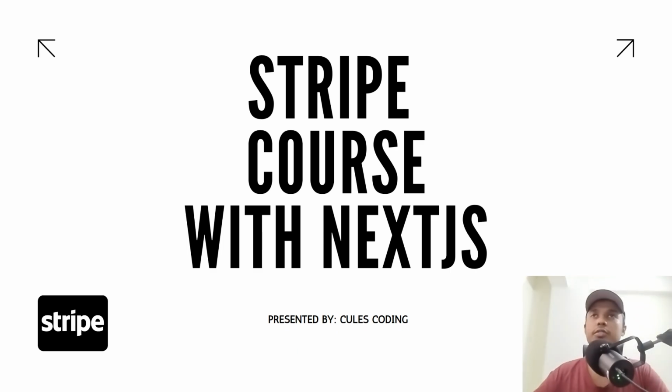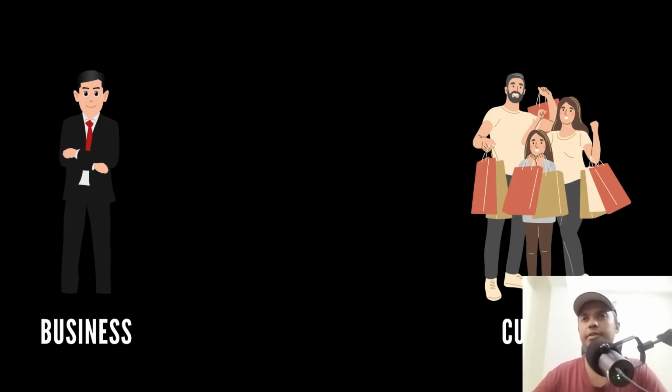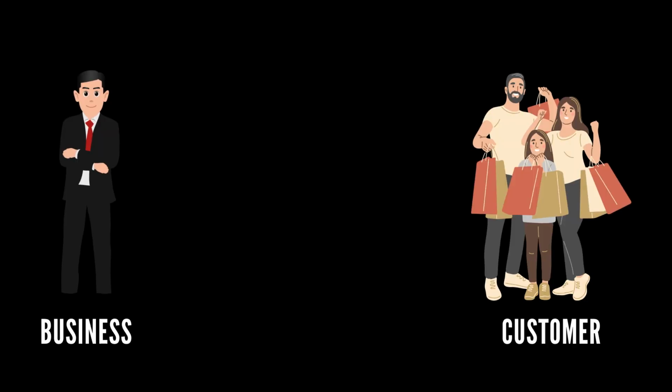So first of all, what is Stripe and how does Stripe actually work behind the scenes? Let me explain simply using an example. Let's say you are a business owner and you sell products to customers who are willing to pay for the product. So how do you actually accept the payment from the customer securely?